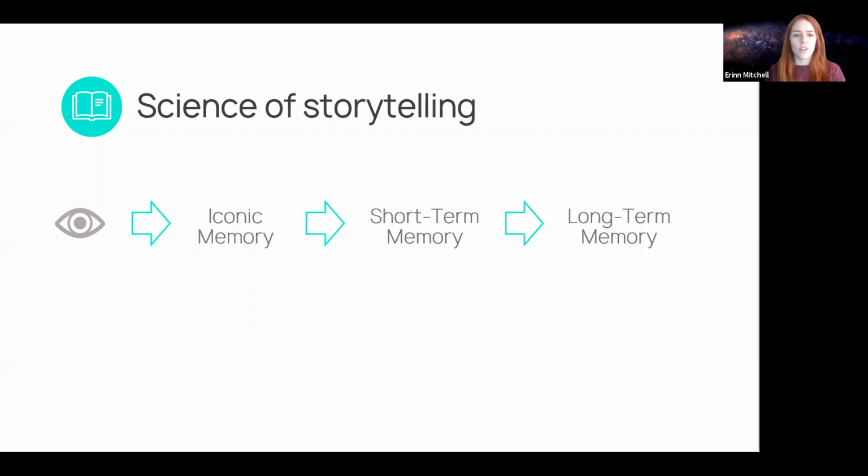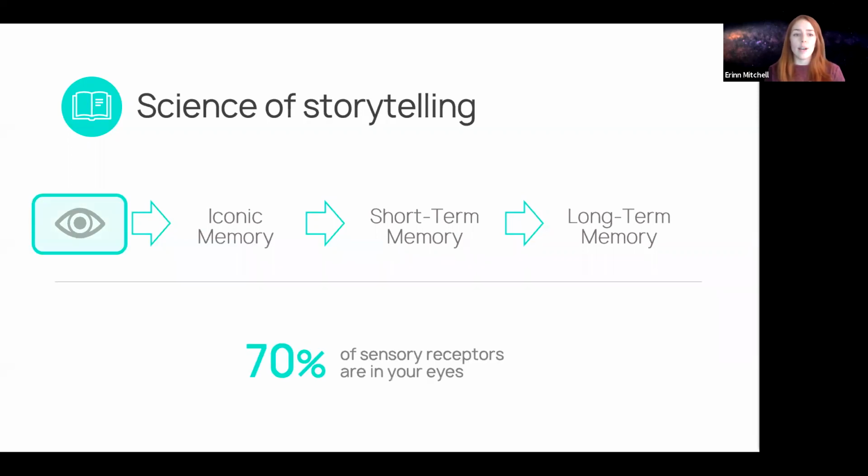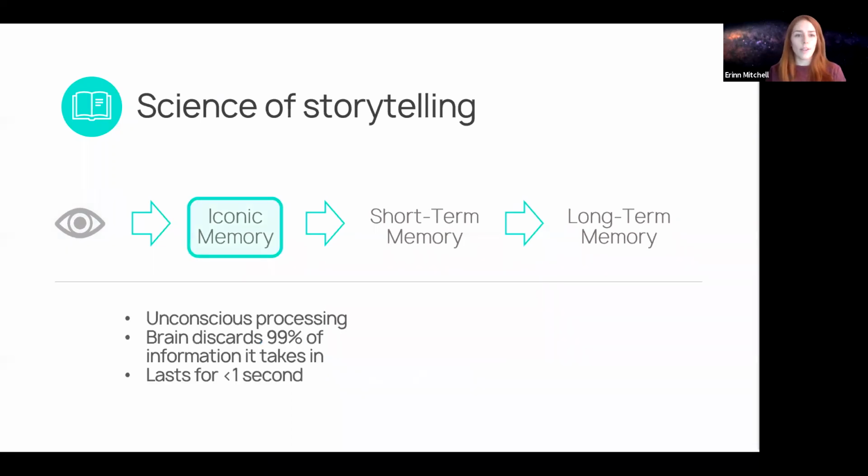So let's break those components down. Your eye, 70% of sensory receptors are in your eyes, which is a lot and definitely makes a dashboard have more impact and more meaning behind it. And I think because you're taking in so much through your eyes, that's why you have the iconic memory. It's an unconscious processing of all this information that's coming in.